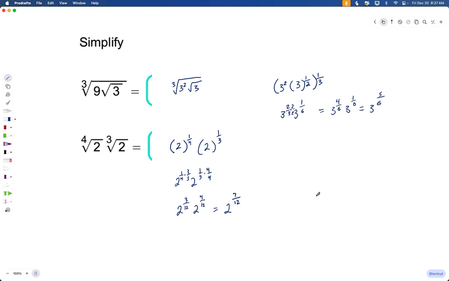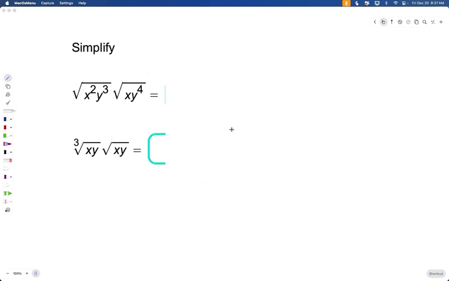Those are fairly straightforward. All right, next problem. We have some more of these. So same thing, you just write whatever it is, put it in parentheses. That parenthesis takes the place of the radical, but we have to account for what the radical is doing. And then we're going to do the same thing for the next radical. And this is what it's doing. So now we just multiply. So we would have x 2 over 2, y 3 over 2, x 1 over 2, and y 4 over 2.